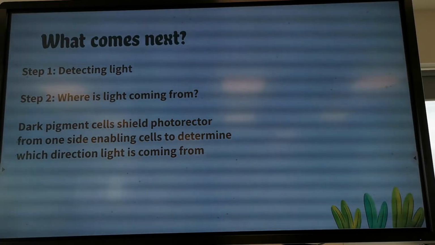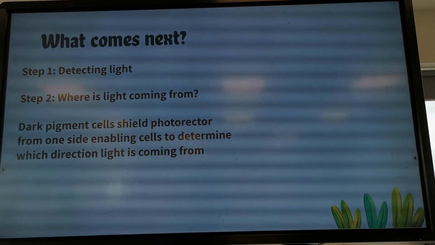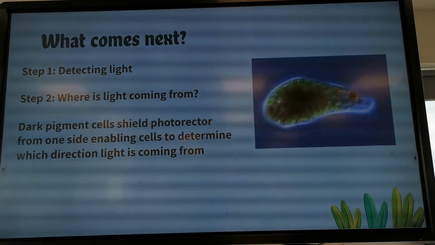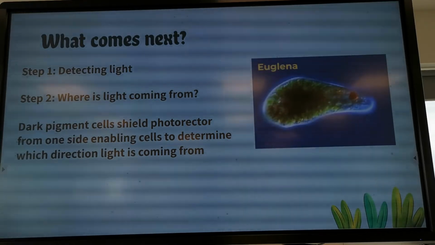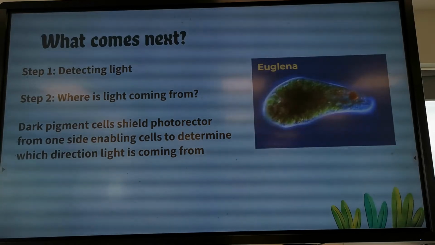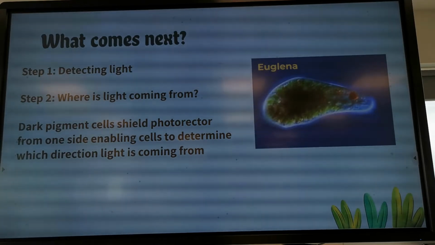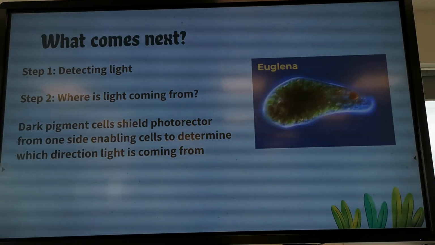So we've gone from just being aware of light to now being able to tell the direction that light is coming from. So again, if we need to move into or out of that light, we've got that option there. And we still see this in nature today. So this is called a Euglena, and this is a little sort of single cell organism that's found in water. It's like a little flagellate, it's got a little tail, and it swims around in the water.